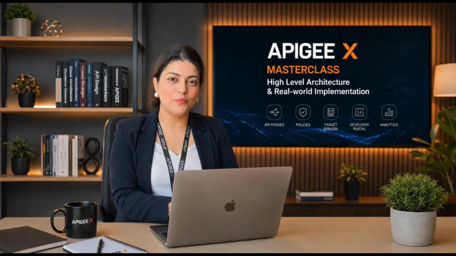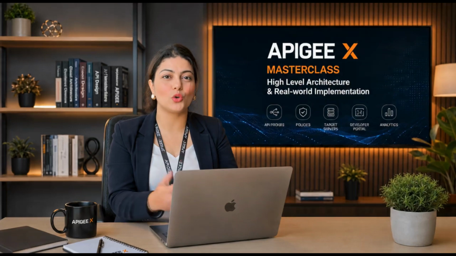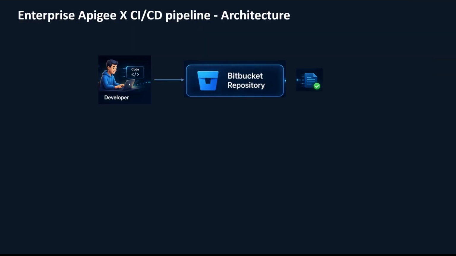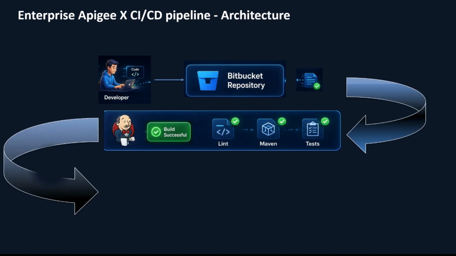In the previous lecture, we learned why enterprises use CI/CD instead of manual deployment. But one important question still remains. What actually happens after we push code to GitHub? In this lecture, we'll explore the complete architecture of an enterprise Apigee X CI/CD pipeline and understand how every component works together. I have a question for you.